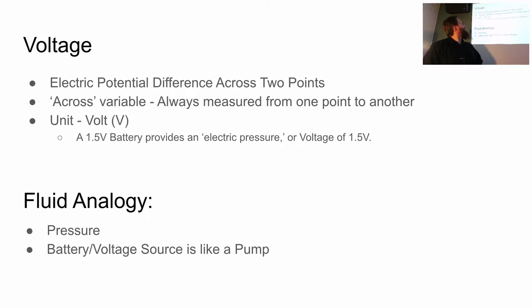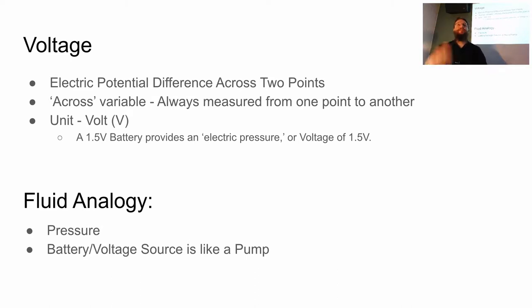The voltage, as I said way back when, is the electric potential difference across two points. And the most important word here is across. So voltage is an across variable, which means it's always measured from one point to another point. The unit for voltage is a volt. It uses the symbol V. So when you see some spec online that says like 19.5 V, that means 19.5 volts. That's typical in Dell power supplies.